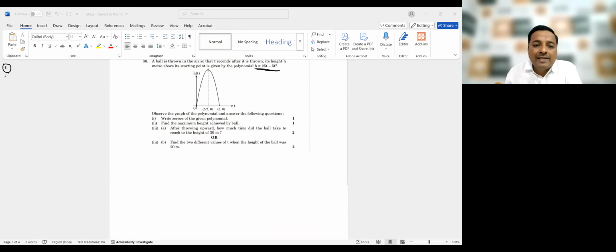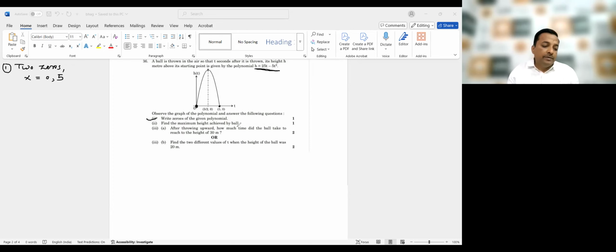Wherever it intersects x-axis, there. तो कितने zeros है? There are two zeros ना? Two zeros. That zeros are one wherever it intersects x-axis, that is 0, and the second wherever it intersects x-axis, that one is 5. Okay, so these are the two zeros of this polynomial. First completed. Second one, find the maximum height achieved by the ball. Ball ने maximum कितनी height achieve की है?